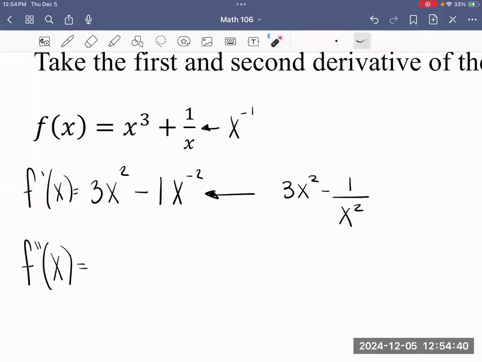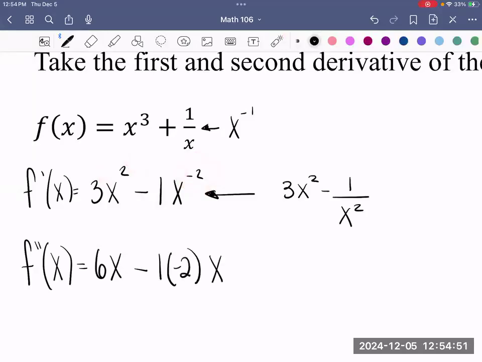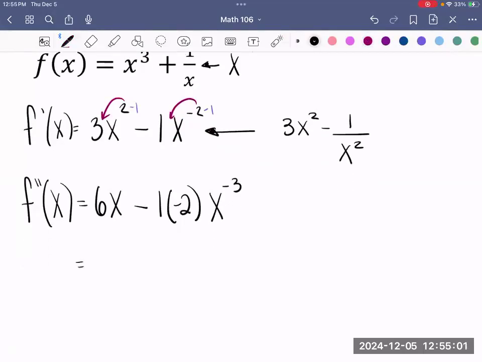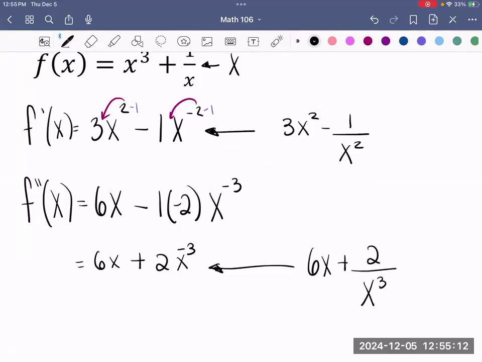So the 2 comes down, subtract the 1. So you get 6x minus, and then drop the 2 down. So that's negative 1 times negative 2, x to the negative 3. Again, just subtract the 1, just kind of showing some of your work down here. Drop, drop. So we get 6x plus 2x cubed, or again, a better way to write it, 6x plus 2 over x cubed here.